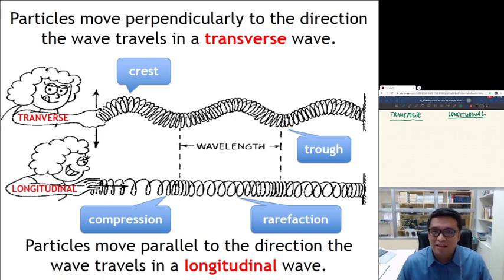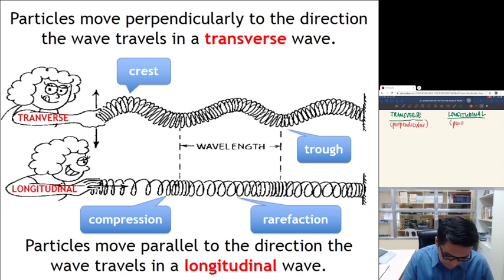So looking at these 4 terms, we'll be able to measure the wavelength. And just like what we discussed a while ago, for a transverse wave, a wavelength is measured from one crest to another crest, or from one trough to another trough. But for a longitudinal wave, it is a measure from one compression to another compression, or one rarefaction to another rarefaction. So let's try to summarize this. So transverse means that the particles move perpendicular to the direction of the wave, while longitudinal, the particles move parallel to the direction of the wave.